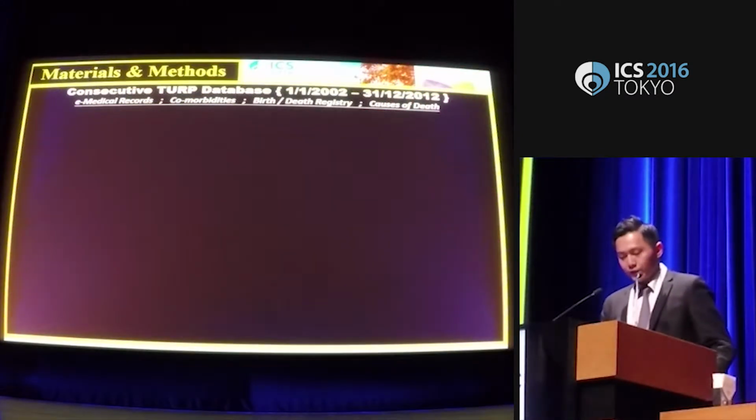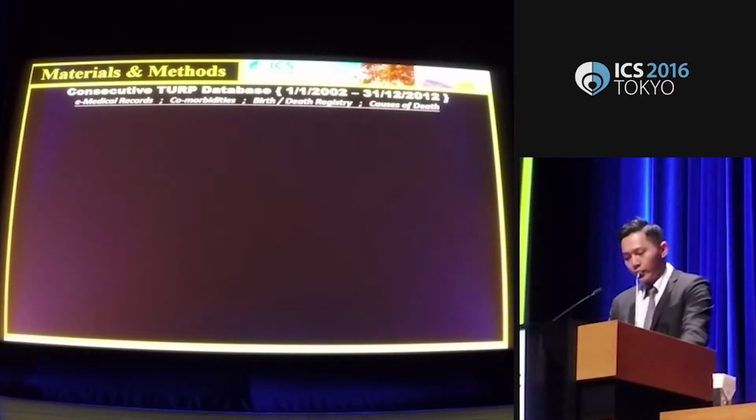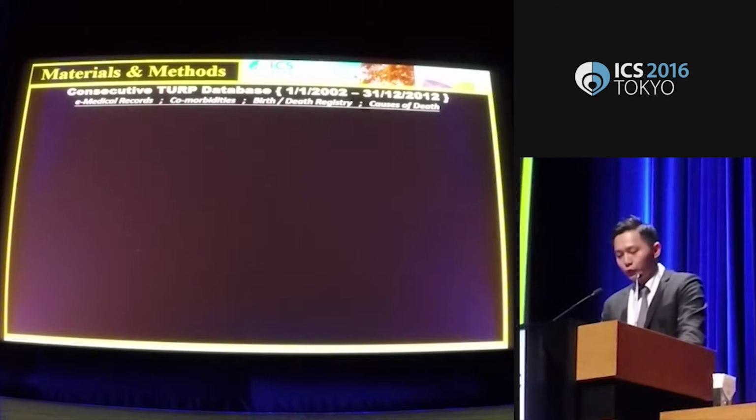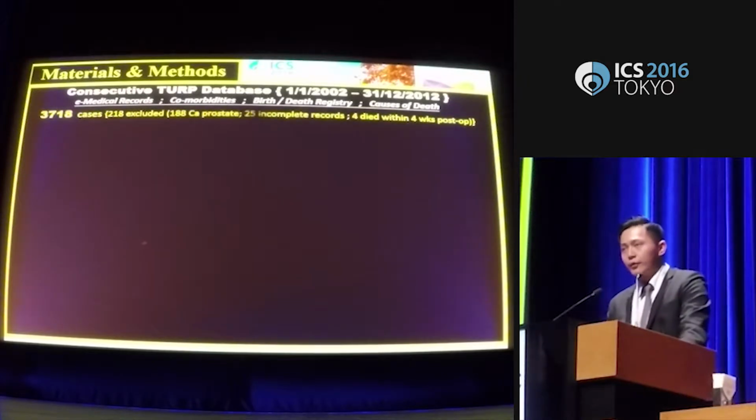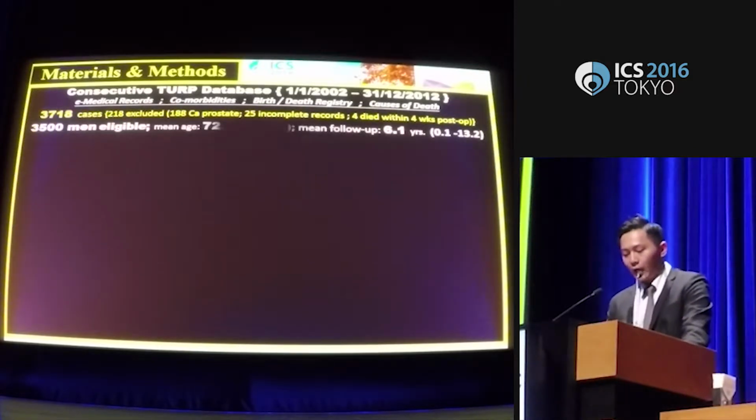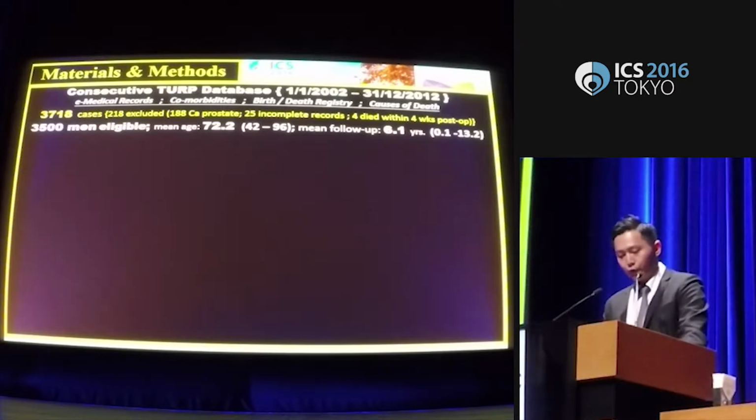So for the methods of this study, basically we looked into a TURP database over an 11-year period. We looked into the medical records, comorbidities, and causes of death, and a total of 3,718 patients were screened. After excluding some prostate cancer patients, there were 3,500 patients included in the study.